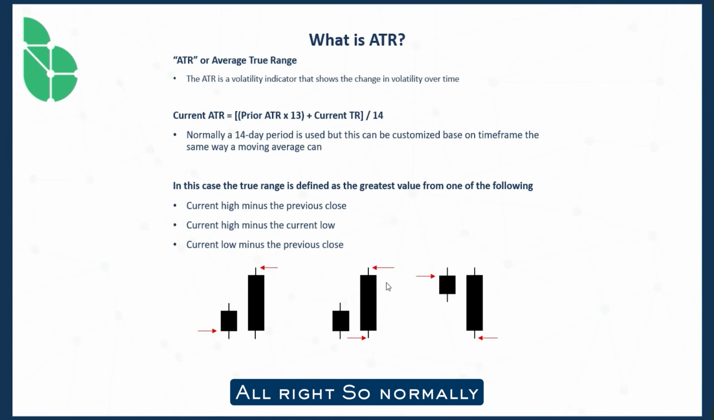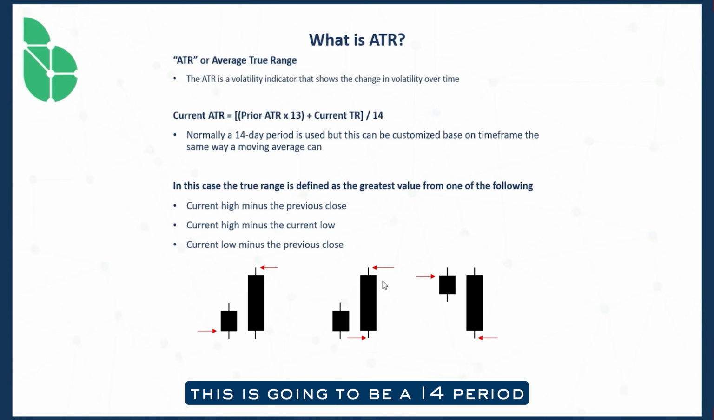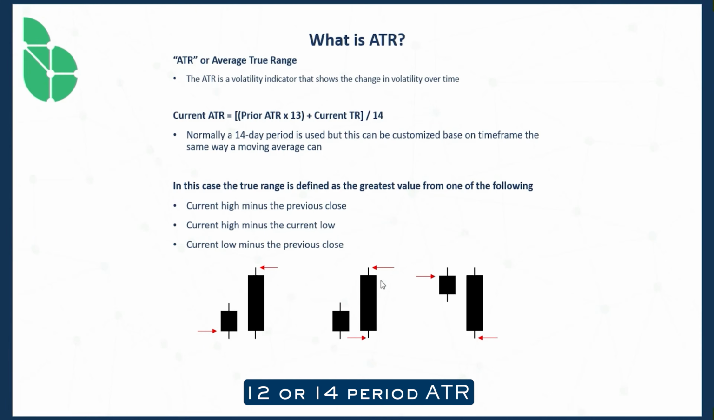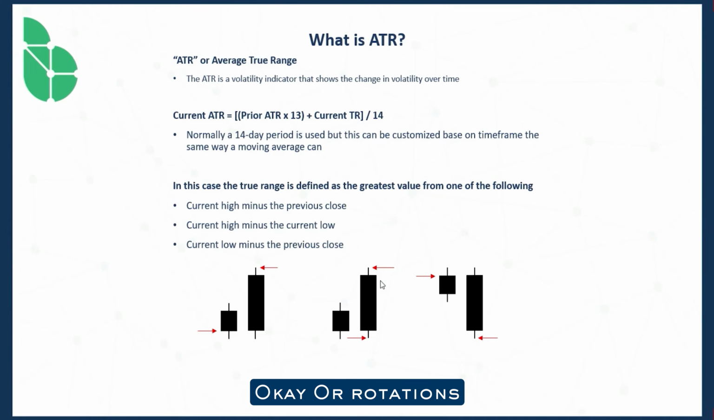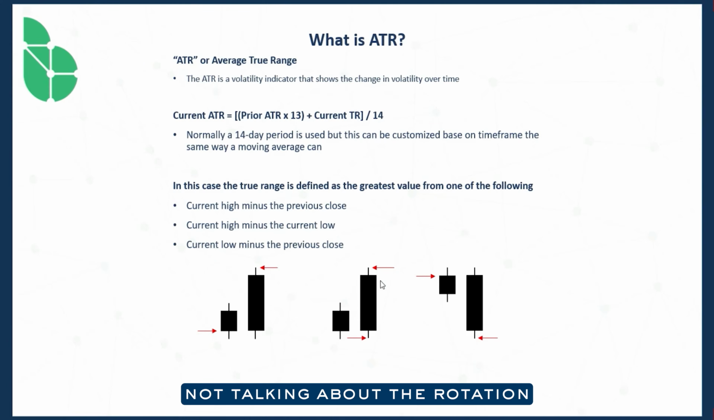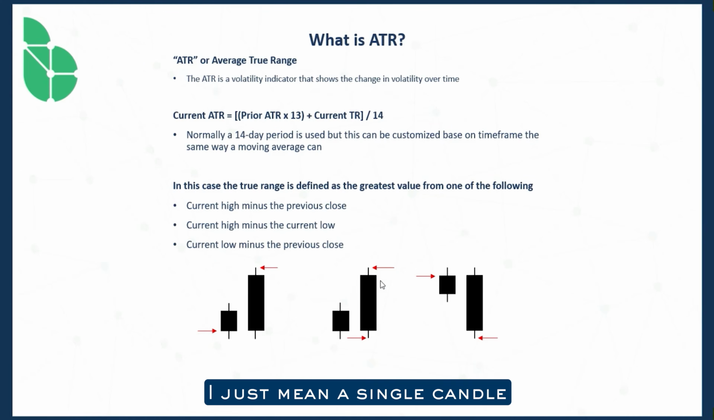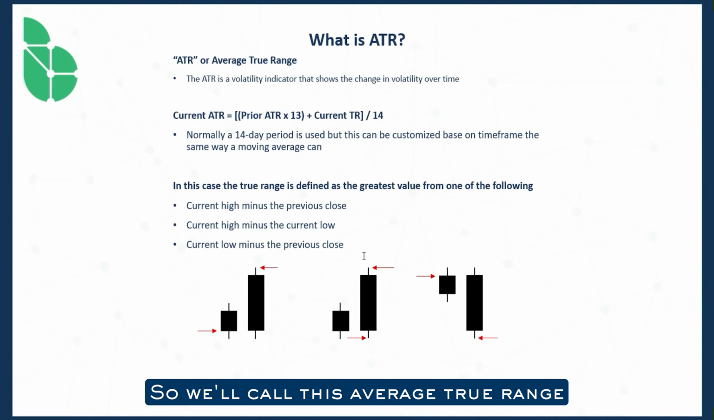As a generic setting, this is going to be a 14 period. If you just pull it up on TradingView, it's probably going to be either a 12 or 14 period ATR. This is something you can change to represent more recent information, or you could have a longer, more smoothed out version based on a further back sample of periods, or rotations. When I say rotation, I'm not talking about the rotation we normally discuss in auction market theory. I just mean a single candle, a rotation in time. So we'll call this the average true range.